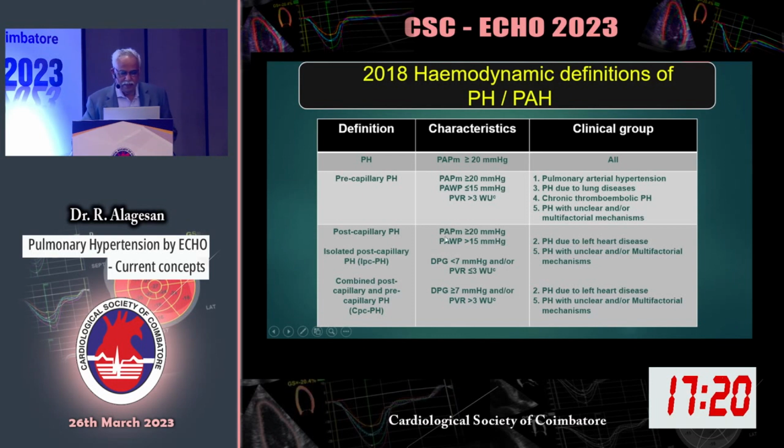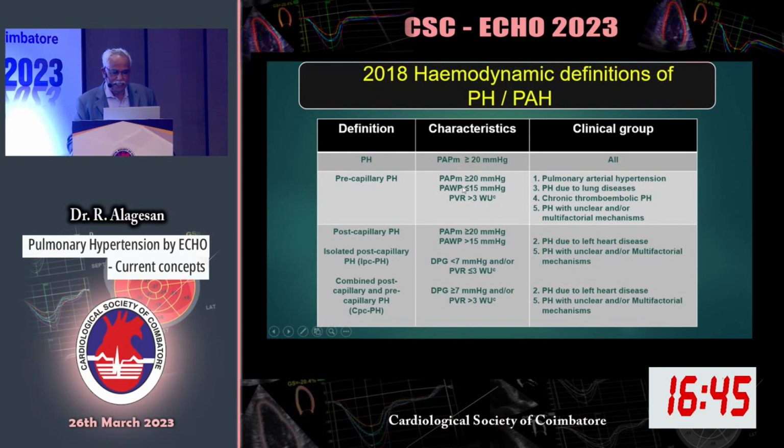5. So if you see the groups, all the patients have pulmonary hypertension more than 20 millimeters of mercury. That is, the first group is pulmonary arterial hypertension. The second group is pulmonary hypertension due to left heart disease. The third group is pulmonary hypertension due to lung disease. The fourth one is chronic thromboembolic pulmonary hypertension. And the fifth one is pulmonary hypertension with unclear and multifactorial mechanisms. So in all the patients, the pressure is more than 20 millimeters of mercury.